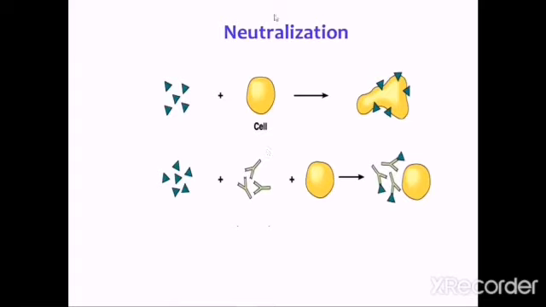Then there is another method which is called neutralization. Here you can see that these viruses can easily infect the cell, but if these viruses and their antibodies are homologous, then these antibodies which have attached to the surface of these viruses will block the entry of viruses into the cell. So this is called neutralization.